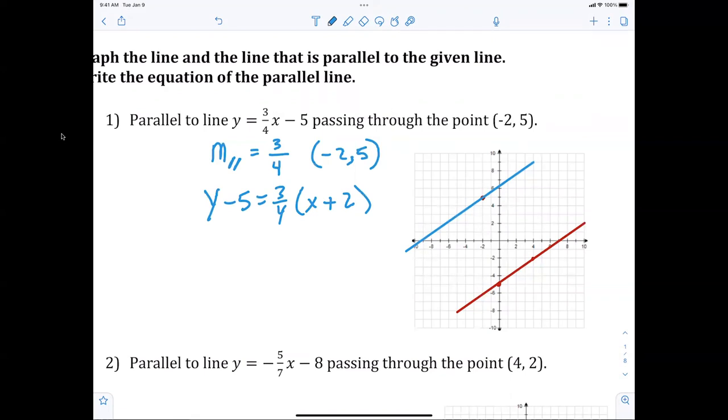So you have to know if lines are parallel, they have the same what? Slope. They have the same slope. That's it. Now, we will always be writing in point slope form because that's the easiest form. You have a point, you have a slope, use point slope form. We're done with the problem. Everybody good with that?